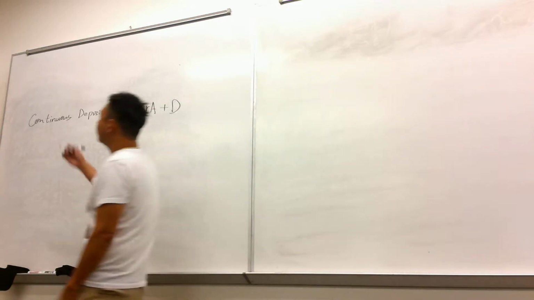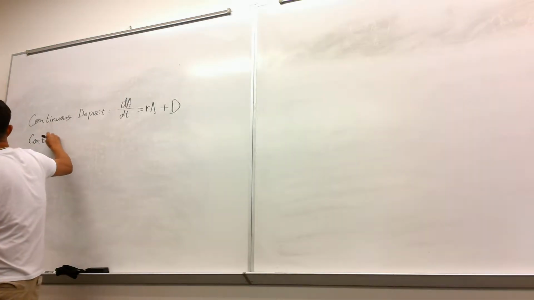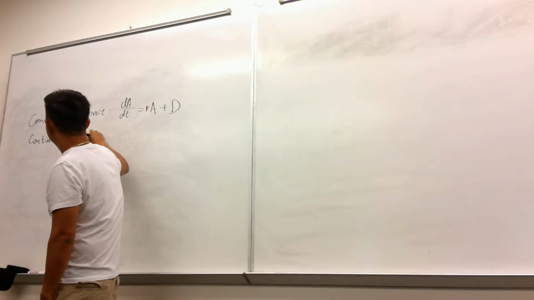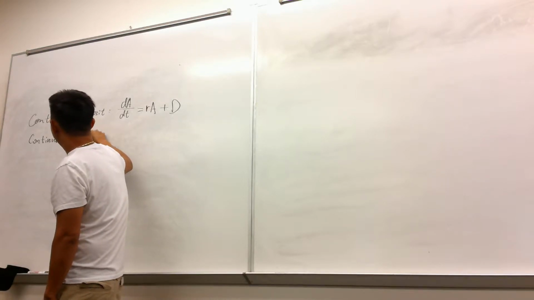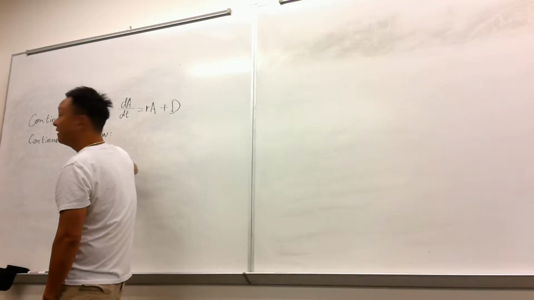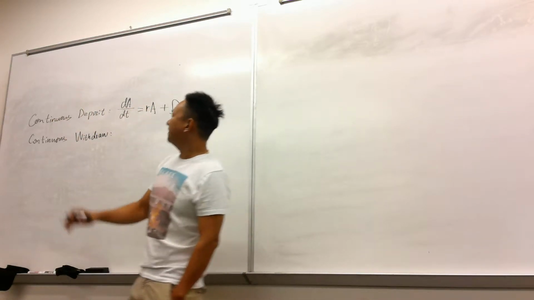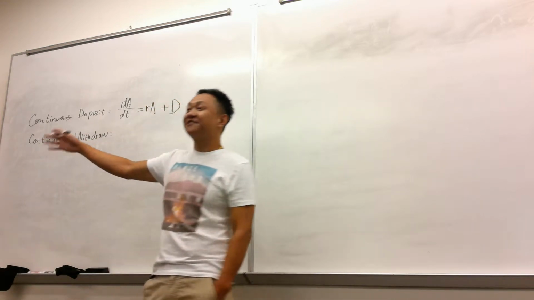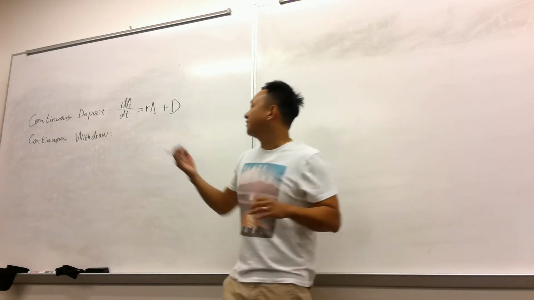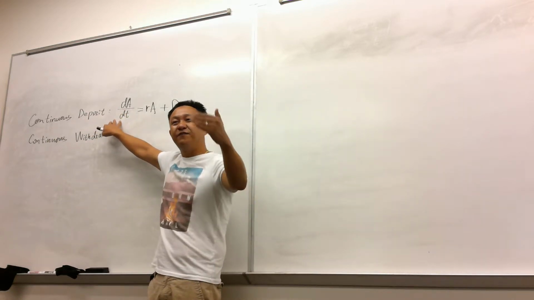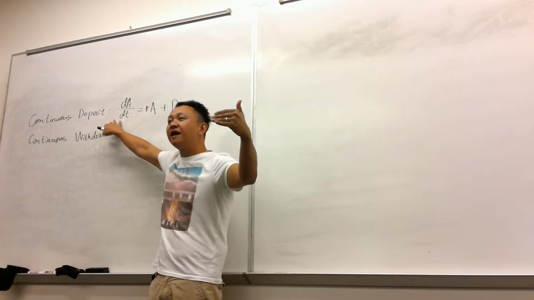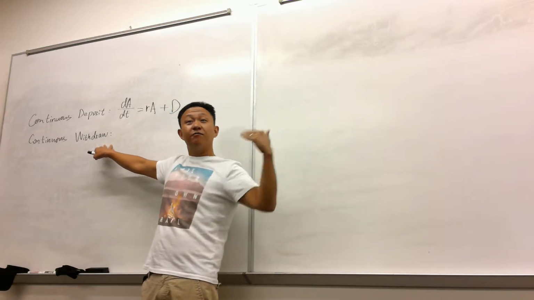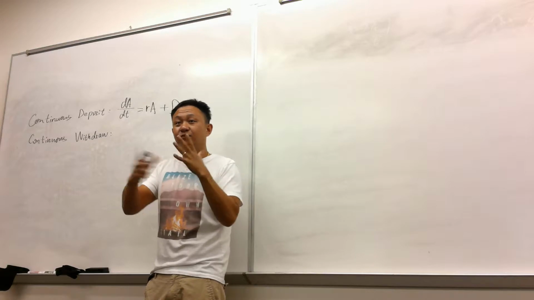And then the other model we did last time is continuous withdrawal. Sometimes I don't even know how to spell some words, but I can still teach you. With continuous withdrawal, you can think of it like this: before you retire, you are saving money, and after you retire, you are taking money out of the retirement plan, whatever account.